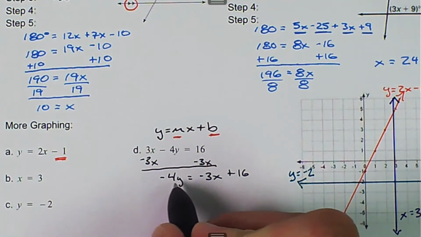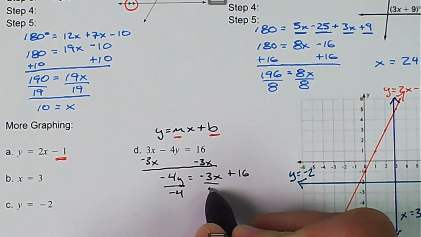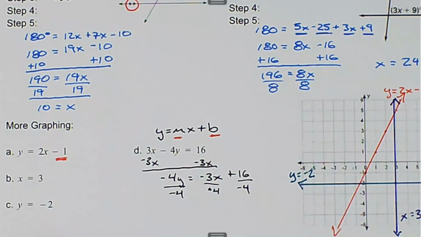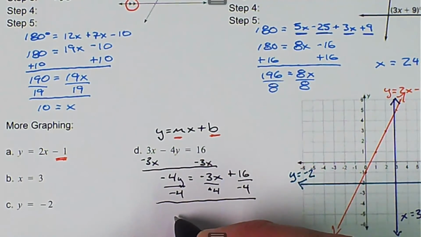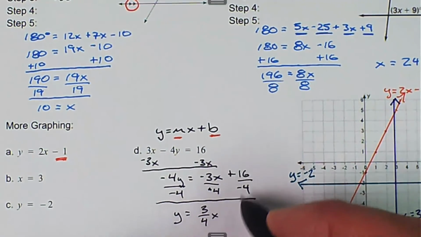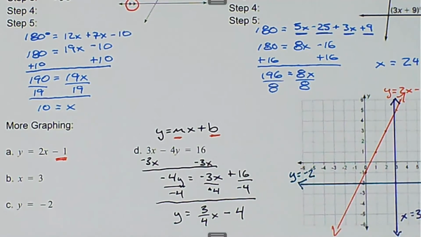Now we want to further separate the y, so we're going to divide everything by -4, to make sure that it's the division property of equality. Everything has to be divided by -4. And so then we get y is equal to 3 over 4 x, because our negatives cancel. And a positive divided by negative is a negative. 16 divided by 4 is 4. So -4 is our starting spot.